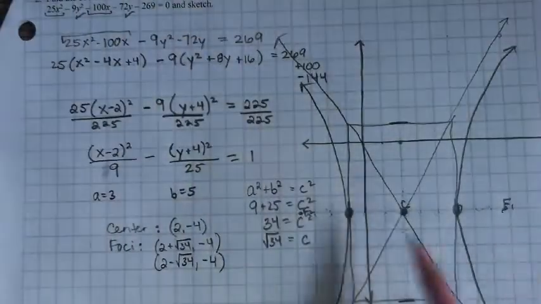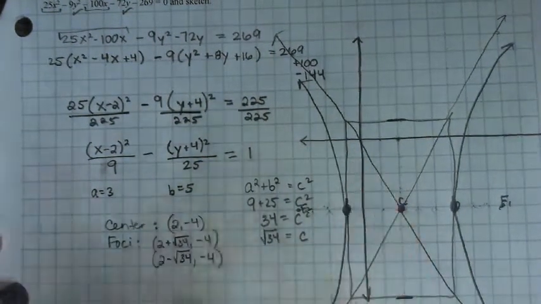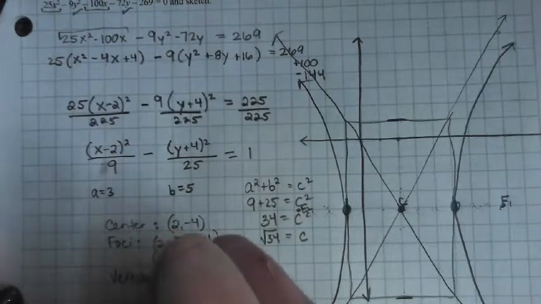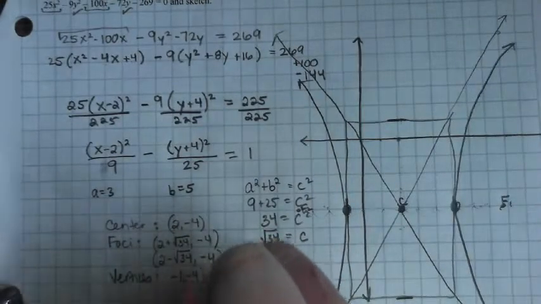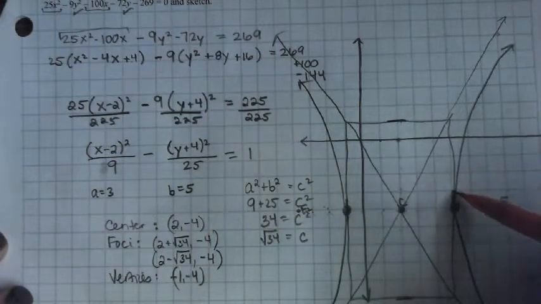Your vertices, we have -1 and then -1, 2, 3, 4. And 1, 2, 3, 4, 5, -1, 2, 3, 4.